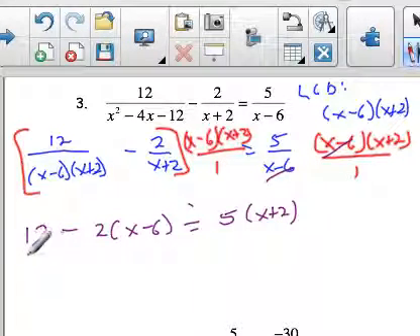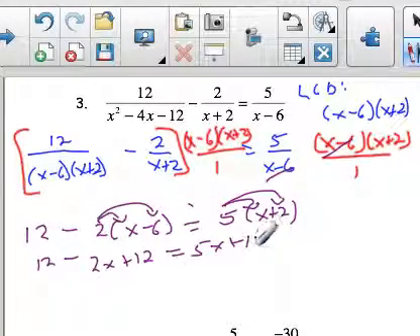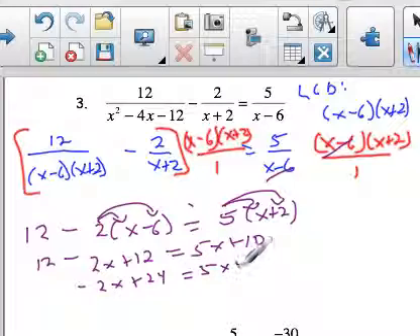And now I have a linear equation. So I have 12 minus, I'll distribute the negative 2 to both terms, negative 2x plus 12, equals, distribute the 5 here, equals 5x plus 10. Combining like terms, I get negative 2x plus 24 on the left-hand side equals 5x plus 10.